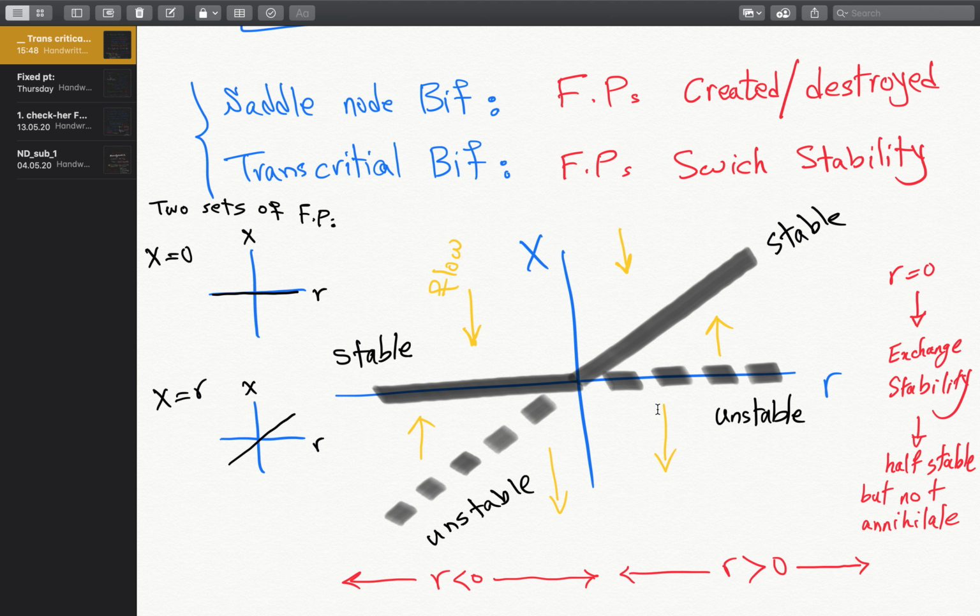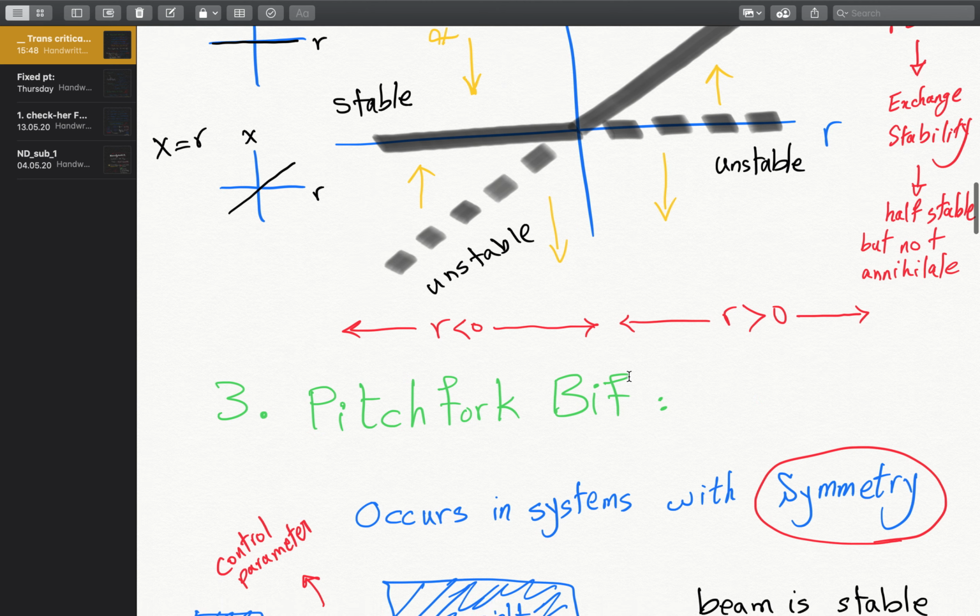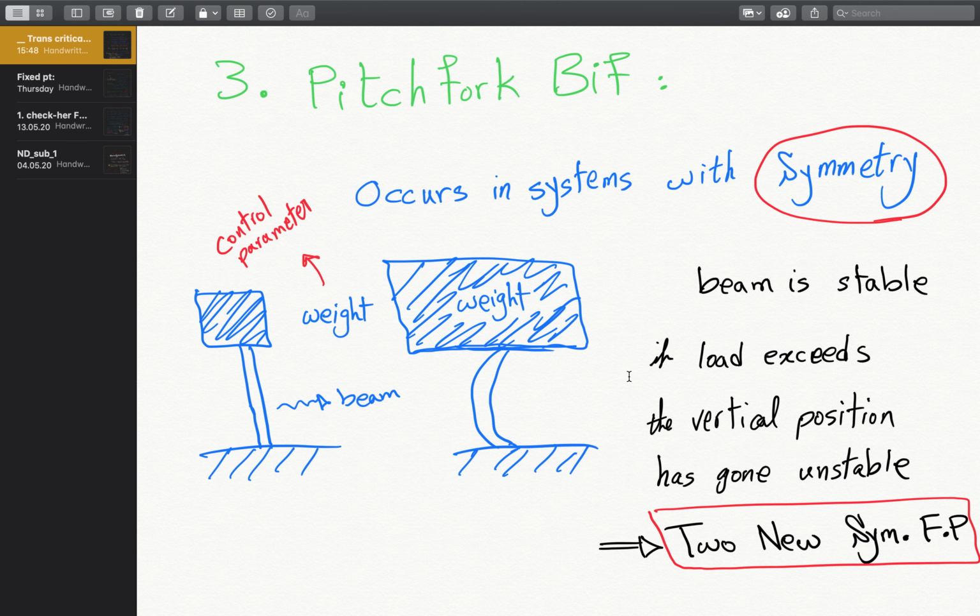Okay, so now we want to talk about the third one. This is the last one. The last one is the pitchfork bifurcation. We call it the pitchfork bifurcation because its bifurcation diagram looks like a pitchfork, and this is just a name.